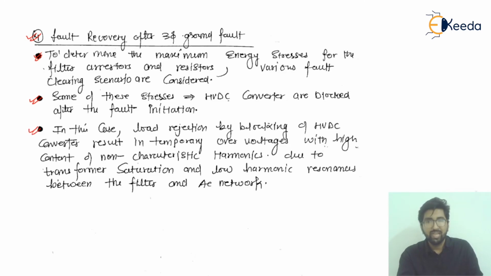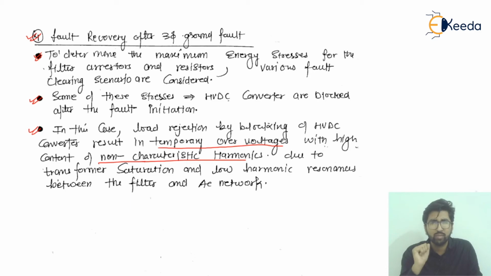Okay, guys. Now in this case, the load rejection by the blocking of the HVDC converter results in a temporary overvoltage. It means for a short duration of time there will be a high voltage level. That's why we require high insulation values, and these are kind of surges. It will also carry a high voltage value with a high content of non-characteristic harmonics. So these are actually the temporary overvoltages, also containing non-characteristic harmonics.